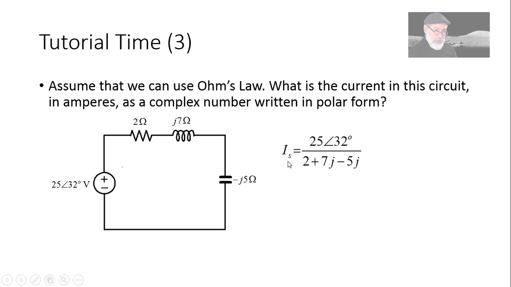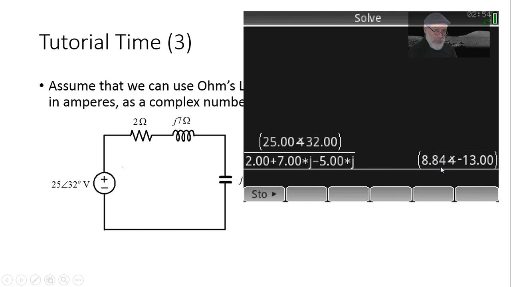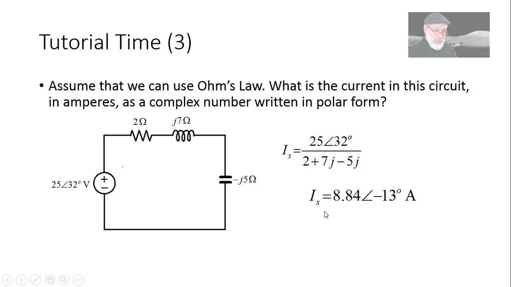Sure. The current is going to be the voltage 25 volts with 32 degrees divided by the total ohms, right? 2 in series with 7j, in series with negative 5j. We add them up, we divide, and we get, let's do that, 25 with 32 degrees divided by 2 plus j7 minus j5. Enter. That is the current. It has an absolute value of 8.8 and an argument of negative 13 degrees. How do I know it's degrees and not radians? Because I'm here. I see the calculator is in degrees. That is the current in the source and the current in the circuit. 8.84 amperes with an argument of negative 13 degrees.